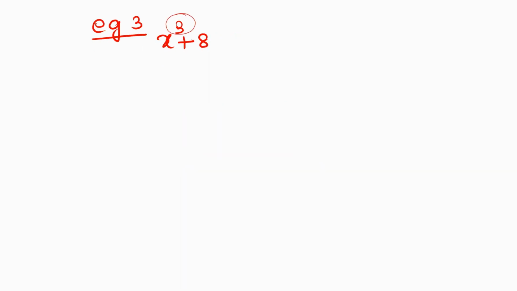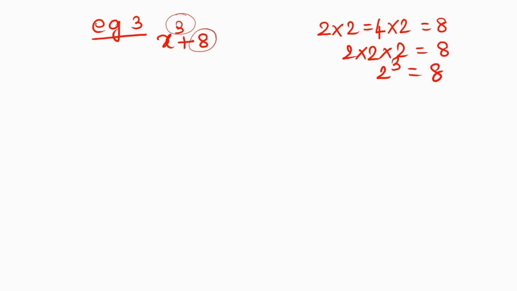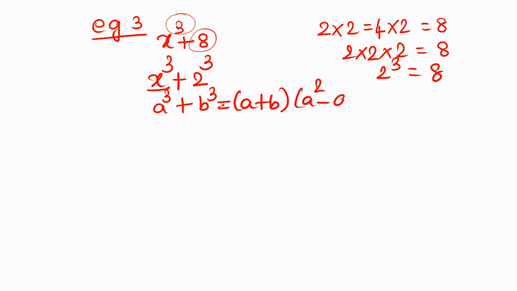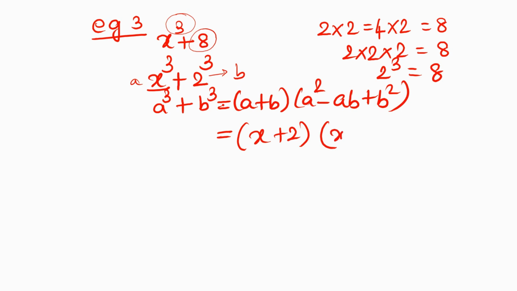Next we will see the cubic formulas. x cube plus 8. Since I have a cube, I have to check whether the constant term can be written in cubic form. 8 can be written as 2 into 2 into 2, which is equal to 2 cube. So x cube plus 2 cube. This is of the form a cube plus b cube, which is equal to a plus b into a square minus ab plus b square. In the place of a I have x and in the place of b I have 2. Substitute directly in the formula: x plus 2 into x square minus 2x plus 2 square.